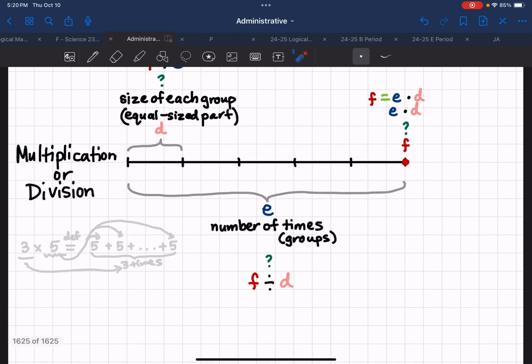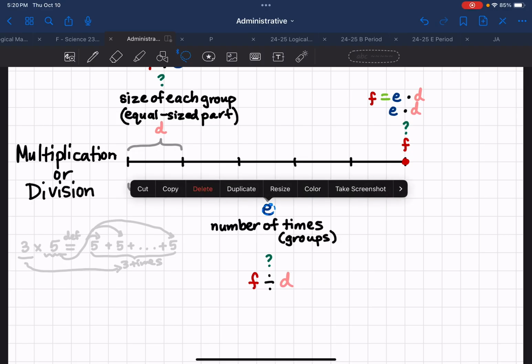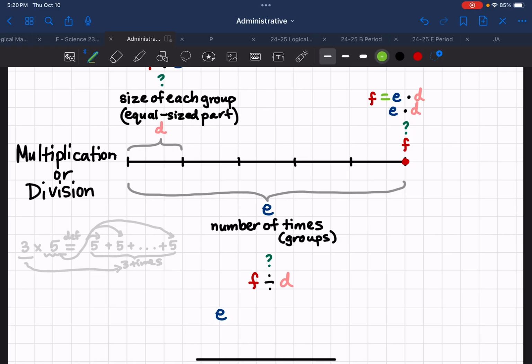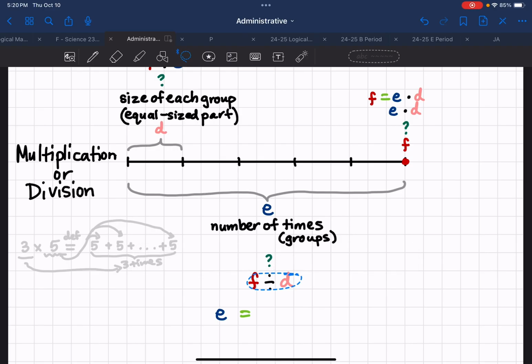All right, this last one, this number is being named by 2 expressions. This number is being named by E, and it is being named by F divided by D. Therefore, we can say that E is equal to F divided by D, because this number has two expressions that are naming it. So we can say they're both equal to each other.